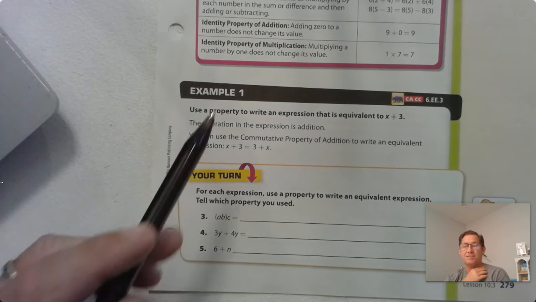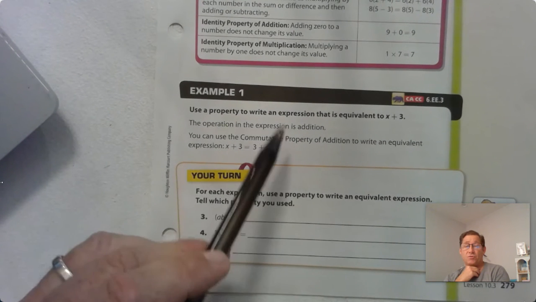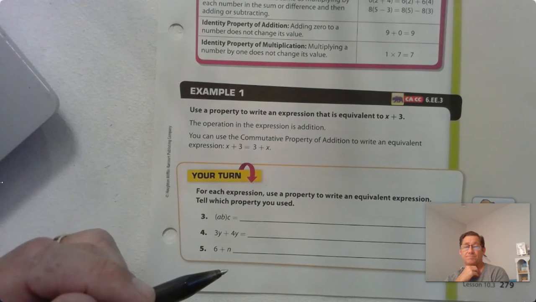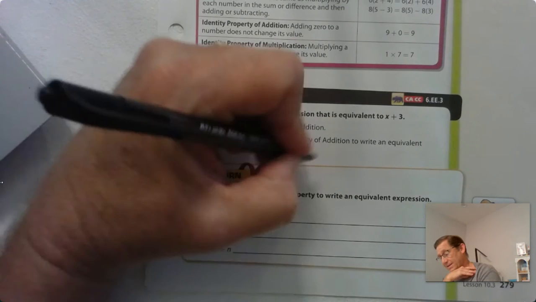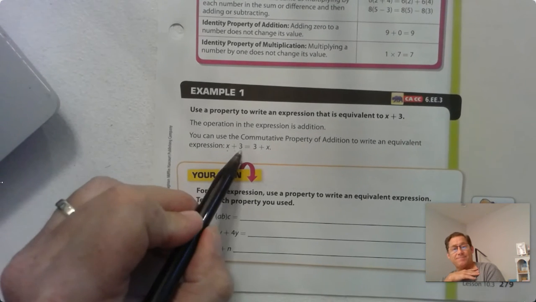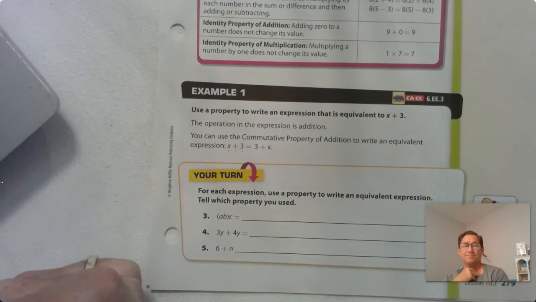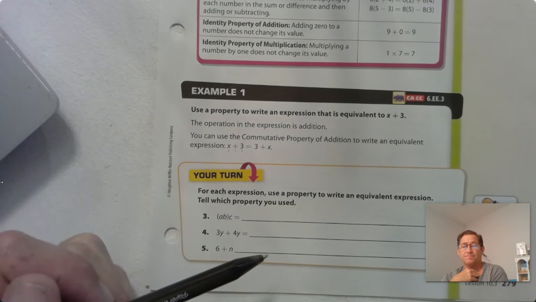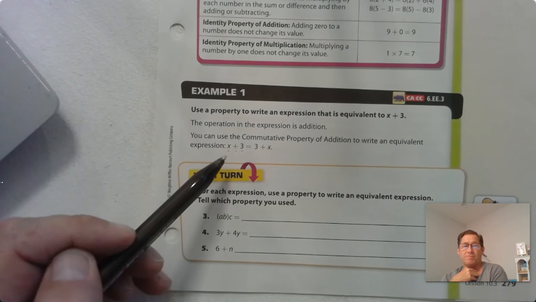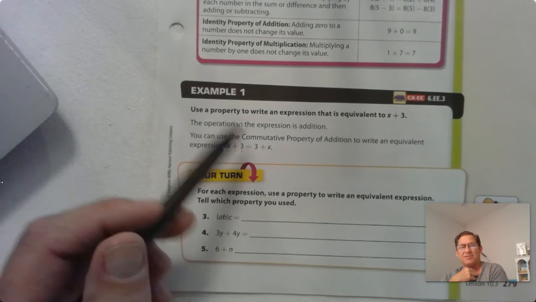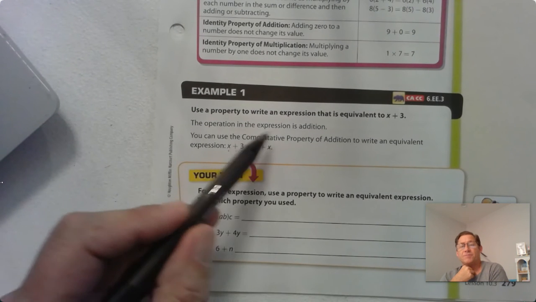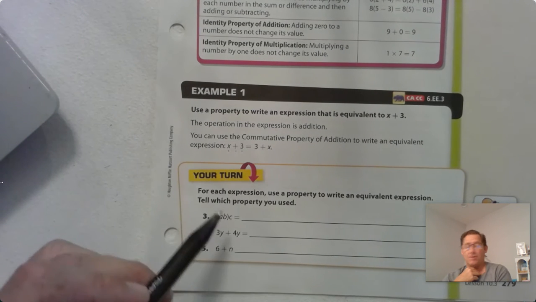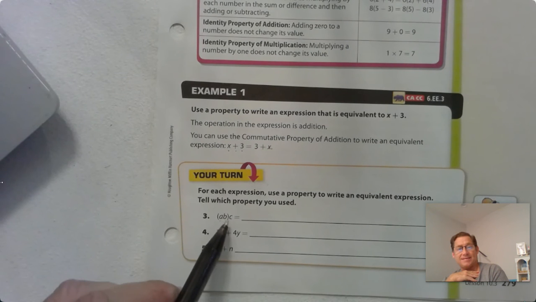Well, okay, so the operation is addition, right? So we can use the commutative property of addition to write an equivalent expression. Okay, so we could say x plus 3 is the same as 3 plus x. We can't use associative because we only have 2 terms. We can't use distributive property because there's no multiplication. So really, there's only one answer we could use here, which is the commutative property. Some may have multiple properties you could use. Okay, so here we have A times B times C.